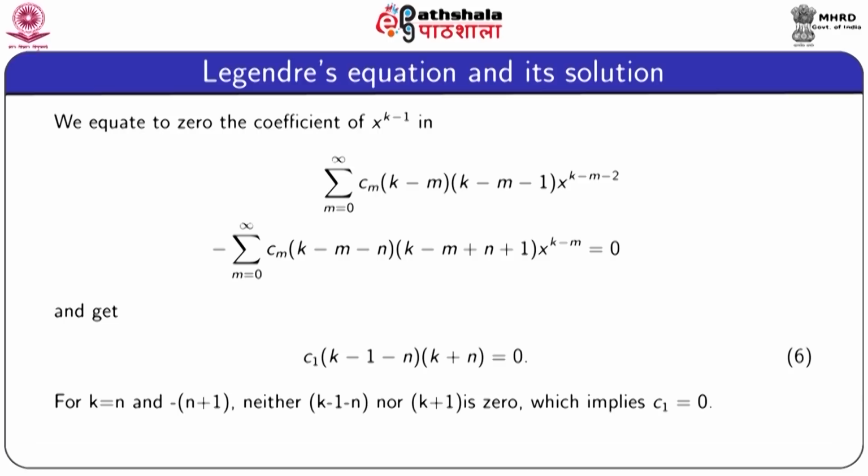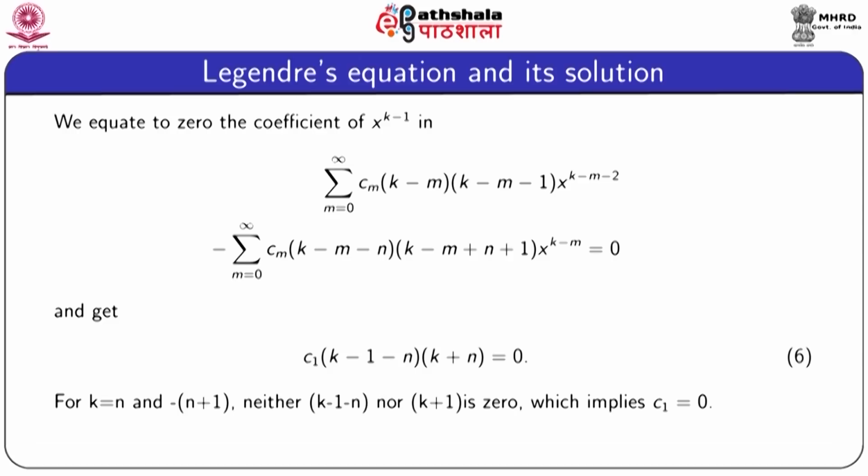Next, we equate the coefficient of x to the power k minus 1 to 0 in this particular expression. If I substitute m equal to 1, I get the coefficient of x to the power k minus 1. So, by substituting m equal to 1, I get c 1 times (k minus 1 minus n)(k minus 1 plus n plus 1) x to the power k minus 1. So, I get an expression like this.